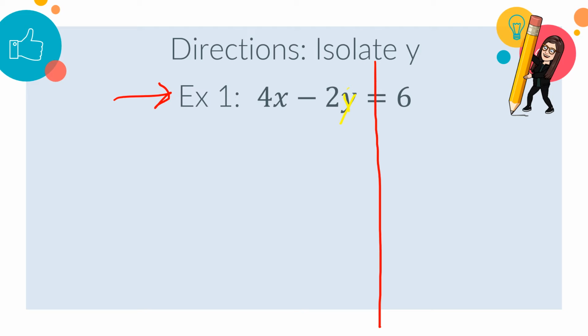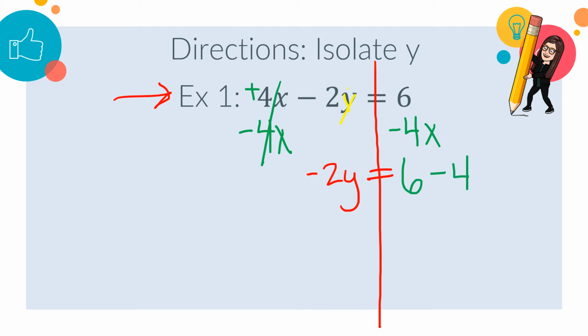So the first thing we're going to do is I need to move this 4x. It's currently a positive 4x, so I'm going to minus 4x. The negative 2y falls down because I didn't use it. And on the right side, it gets a little messy. We're going to write it as 6 minus 4x. We can't put them together because they are unlike terms. Let's look at our next step.